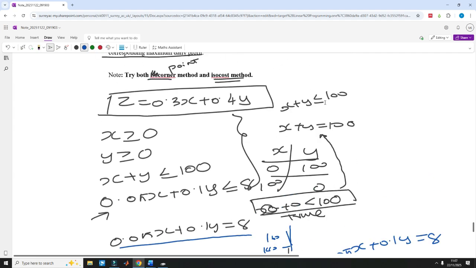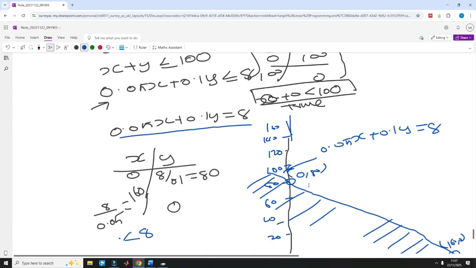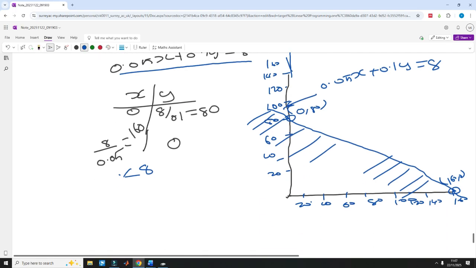So let's plot the other one which we have here, which is x plus y less than or equal to 100. That corresponds to these 2 points. Let's first draw the equation of the straight line that corresponds to x plus y equal to 100, and then we identify the plane that corresponds to this linear inequality. So 0, 100 and 100, 0. Follow the red line. So 0, 100 is this point, and then another one is 100, 0.